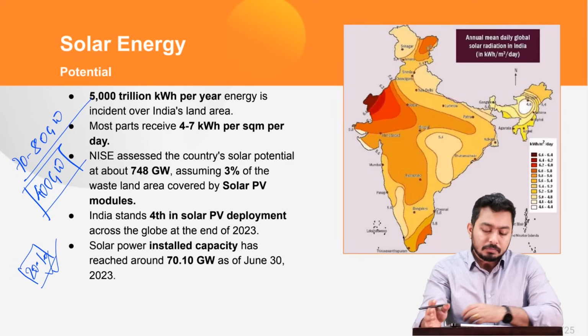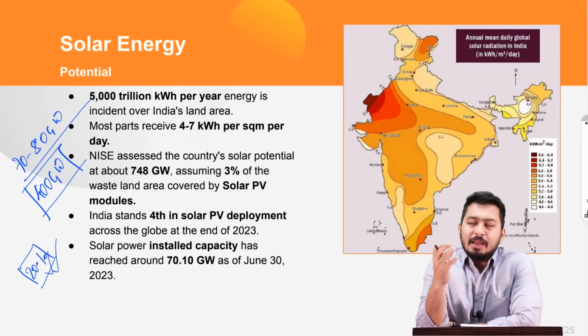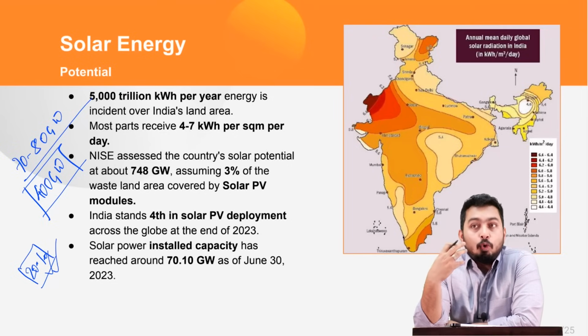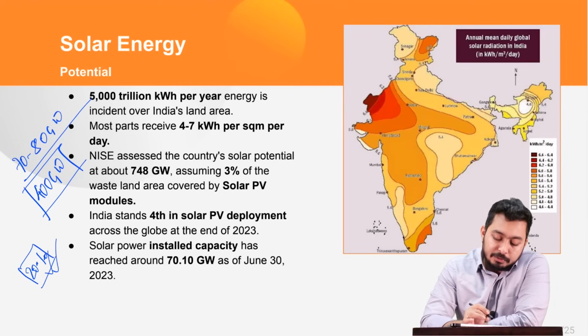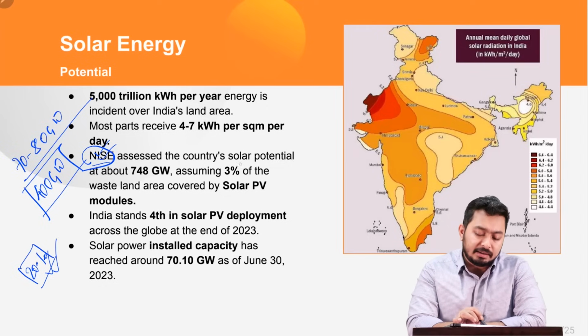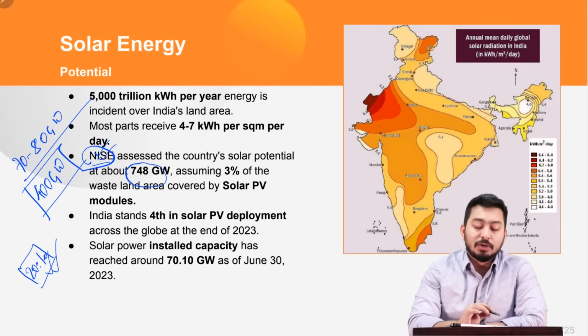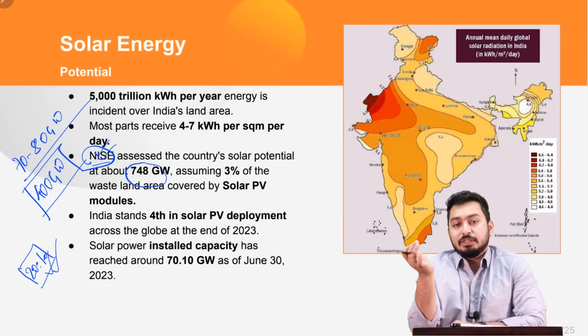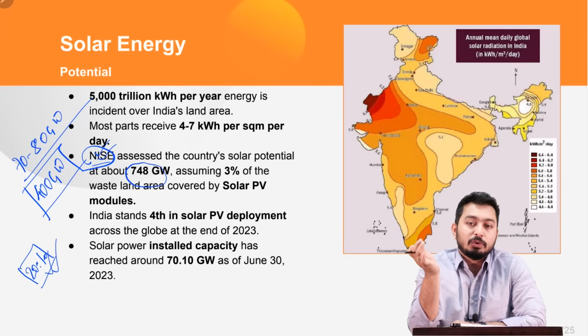Yes. Then what is the max potential? At what level can we go? So the max potential, according to the National Institute of Solar Energy, now remember this NISE, whenever you see this mnemonic, it's related to solar energy. So NISE assessed the country's solar potential at 748 gigawatt. We are not even at 10% of our potential, not even at 10% of our potential.